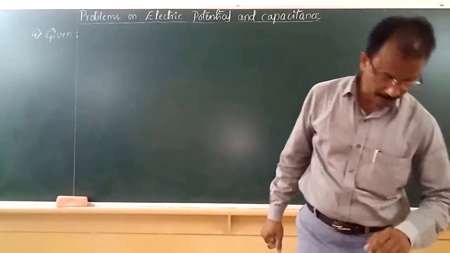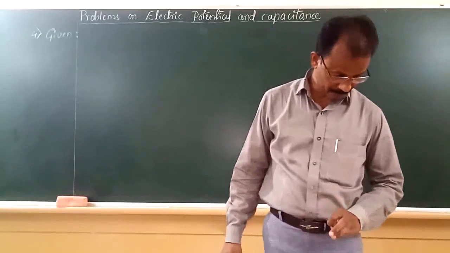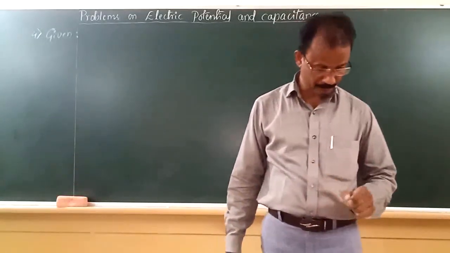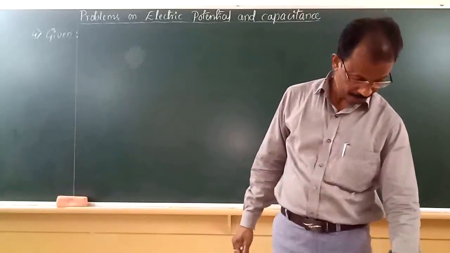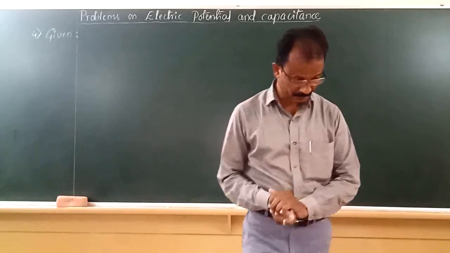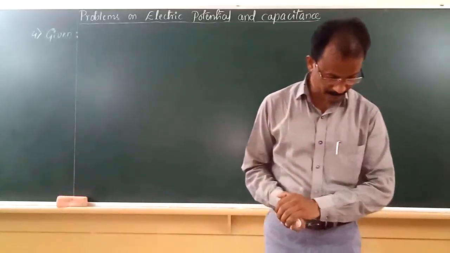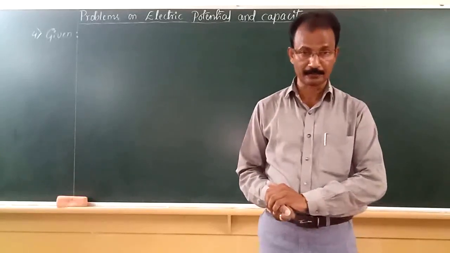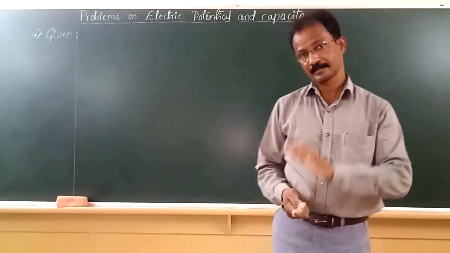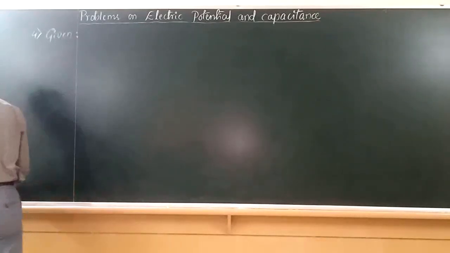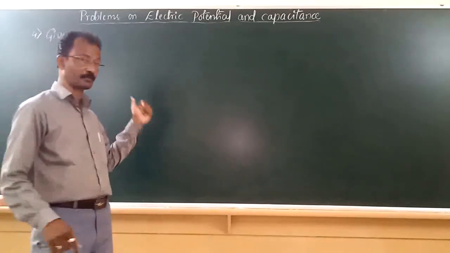This is the problem. ABCD is a square of side 0.2 meter. Point charges of plus 6 nanocoulomb, plus 12 nanocoulomb, plus 24 nanocoulomb are placed at the corners A, B, and C respectively. Calculate the potential difference between corner D and the center of the square. Same as the triangle problem, a square problem.